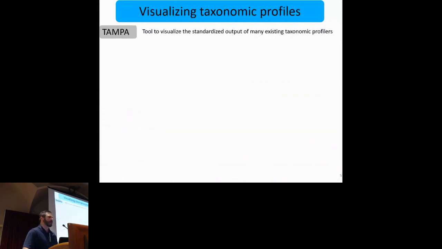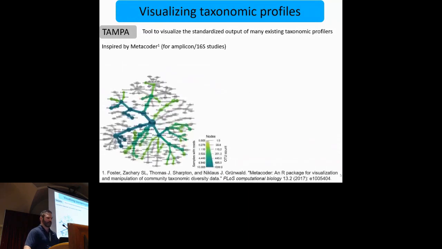So that's where TAMPA comes in. It's a nice little tool to visualize the outputs in the standard CAMI format. It's inspired by Metacoder. I don't know if you've heard of Metacoder before. It's been used in amplicon and 16S rRNA studies. They make these nice plots like that. The thing is that it's very much tied to an amplicon kind of approach. That's why you see an OTU count right here, and we're doing whole genome shotgun metagenomics. So we wanted to take this general idea and apply it to whole genome shotgun.